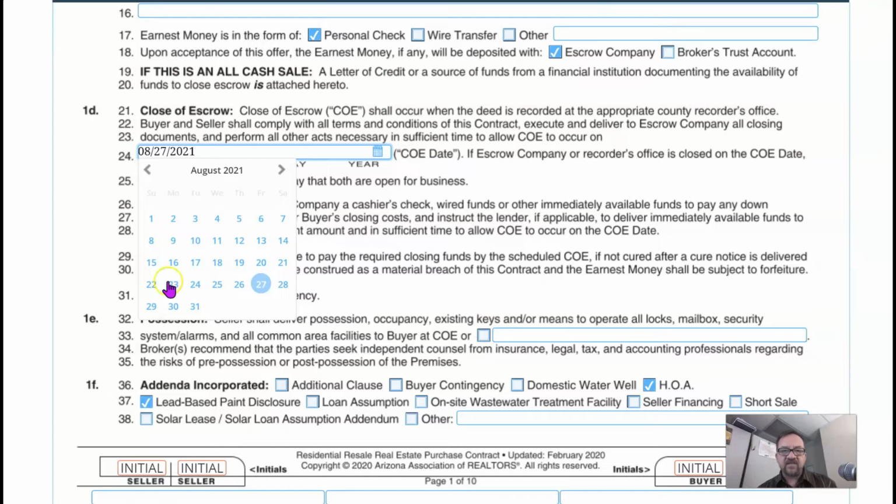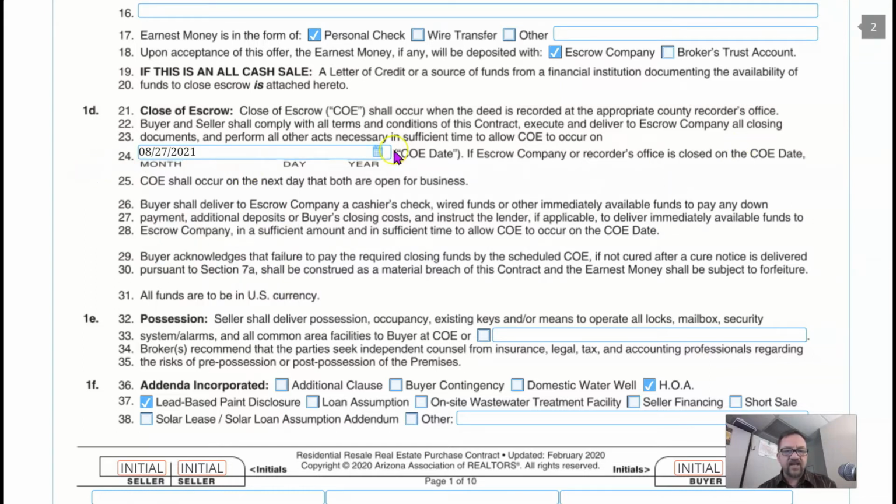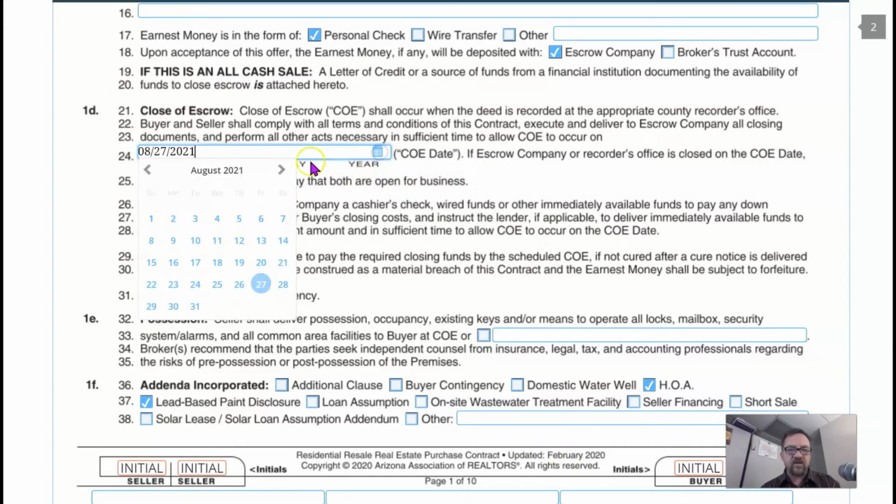And so that's why we have another line right here that says if the escrow company or recorder's office is closed on the close of escrow date, close of escrow shall occur on the next day that both are open for business. So that would at least put our close of escrow on the 23rd.